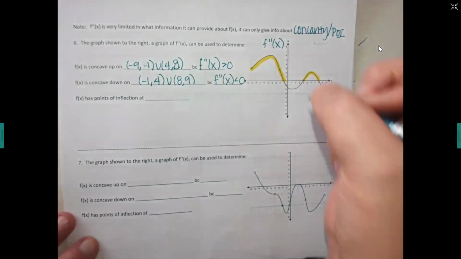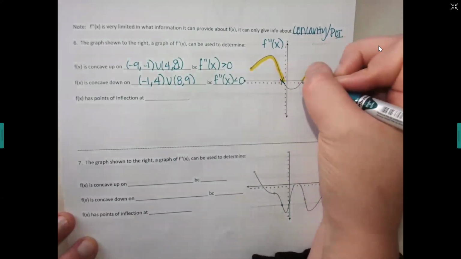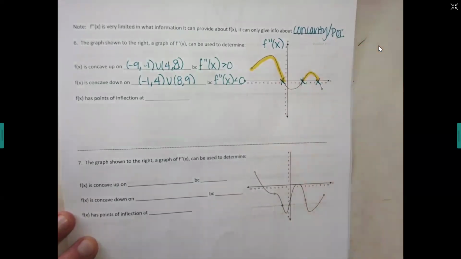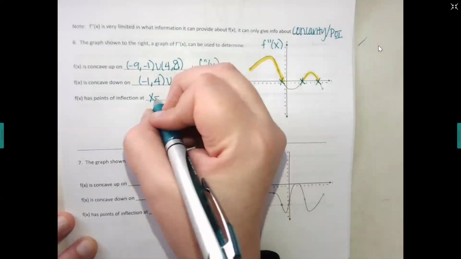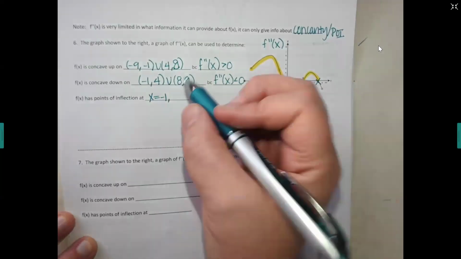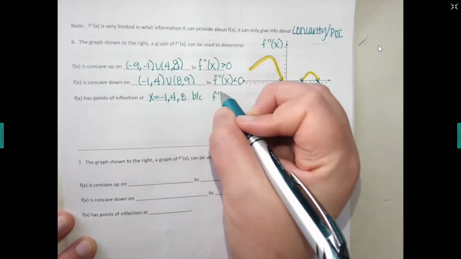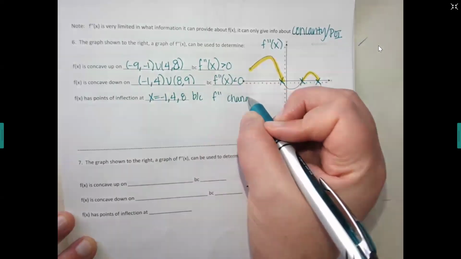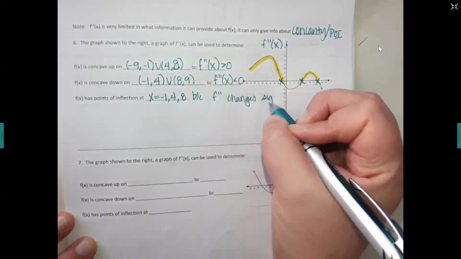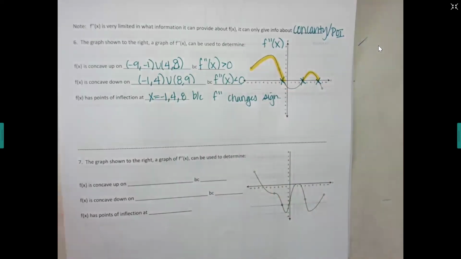Okay, points of inflection would happen here and here and here. At x equals -1, at 4, and at 8, because F double prime changes sign. But notice that for your F double prime graphs, you only care about above or below, and it can only tell you concavity.